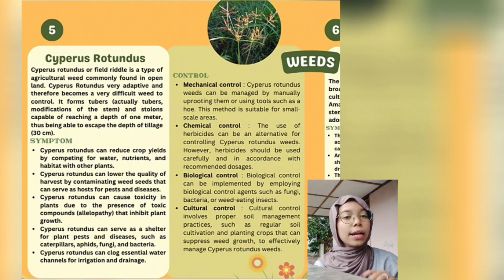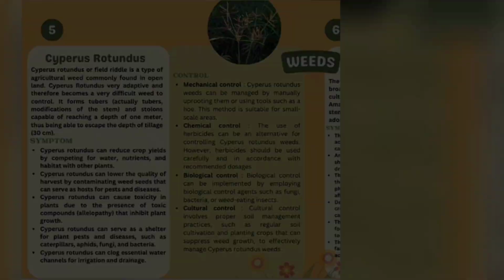Number three, biological control. Biological control can be implemented by employing biological agents such as fungi, bacteria, or weed-eating insects. Number four, cultural control. Cultural control involves proper soil management practices, such as regular soil cultivation and planting crops that can suppress weed growth, to effectively manage Cyperus rotundus weed.